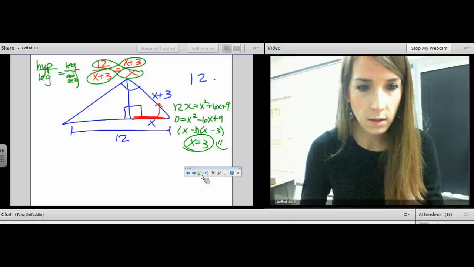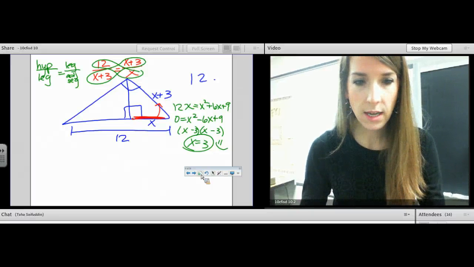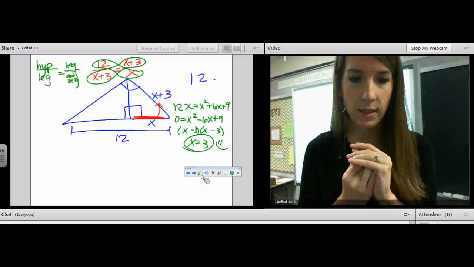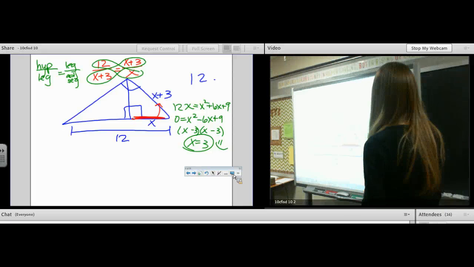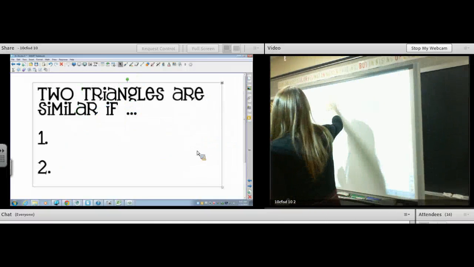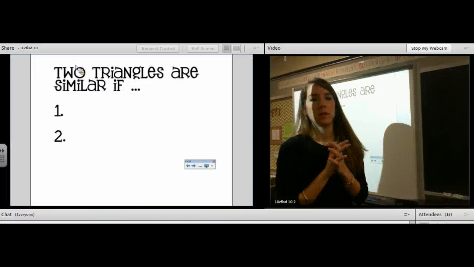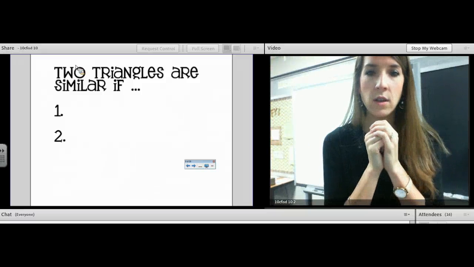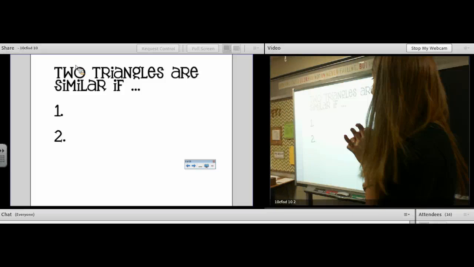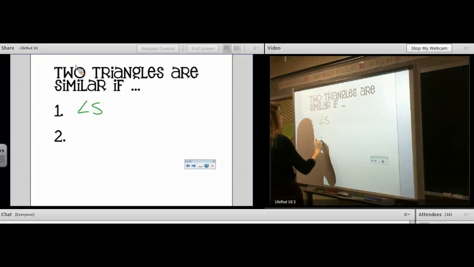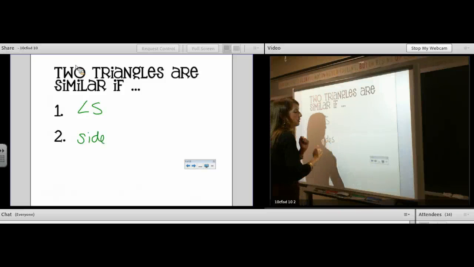All right. Let's get into working some problems, reviewing for that test, okay? So let's just remind ourselves. You can write this down if you want, just a summary of what we've learned. Two triangles are similar if the angles are blank and the sides are blank.